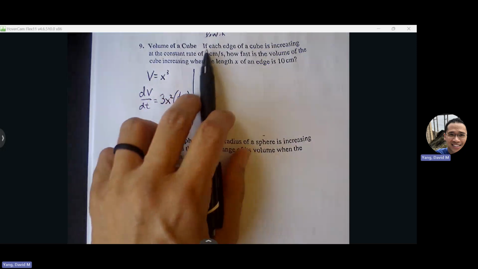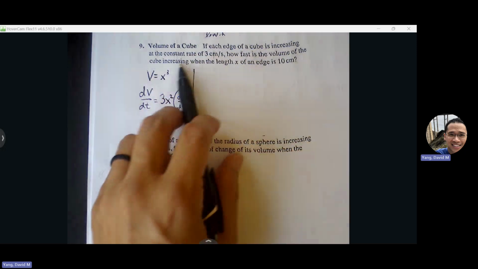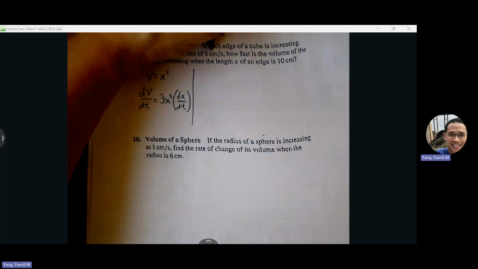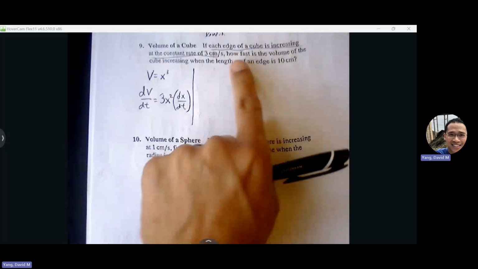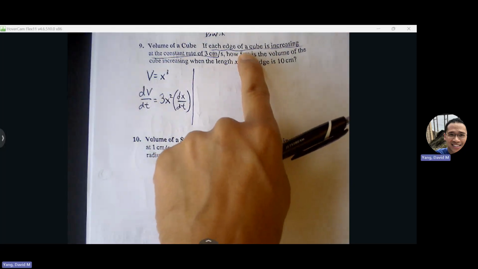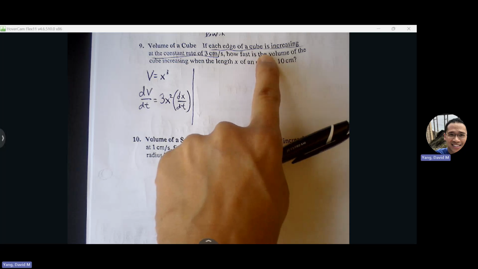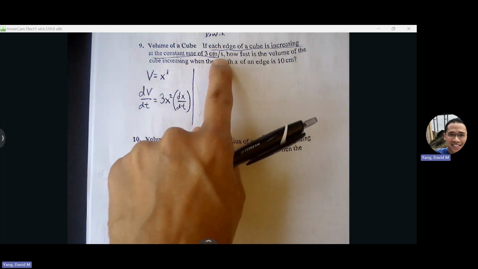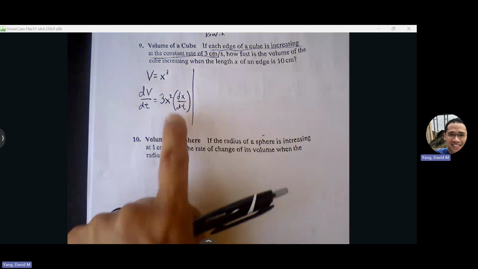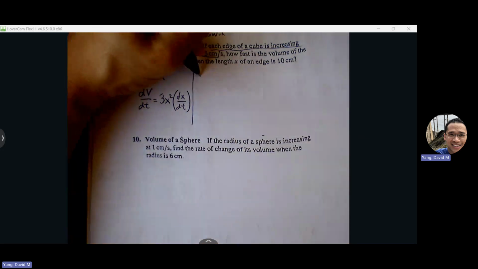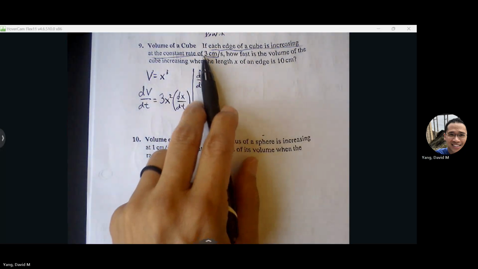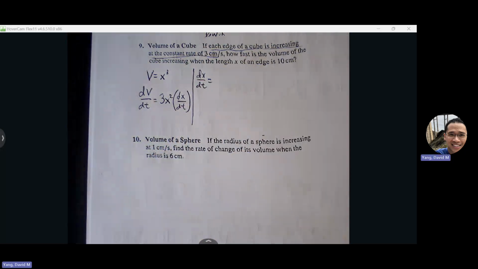Okay, let's go back and reread the problem. If each edge is increasing at a constant rate of 3 centimeters per second, well, we know edge is related to x, but it can't just be x, right? Because you see all these movement words there: increasing, rate, centimeters per second. So what do you think the 3 will be assigned to? Yeah, dx over dt. Positive or negative? Because increasing, yeah. So there's always going to be context clues within the problem that tell you whether to keep your rate positive or adjust it to be negative.